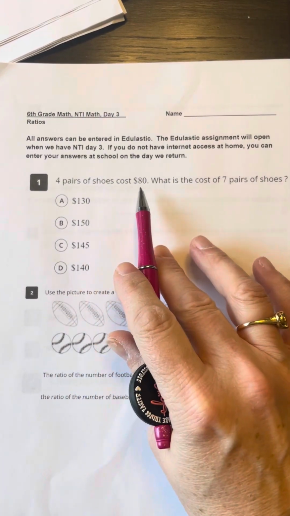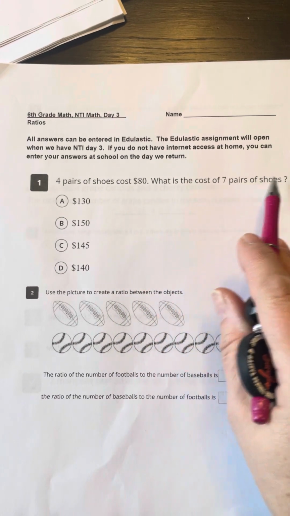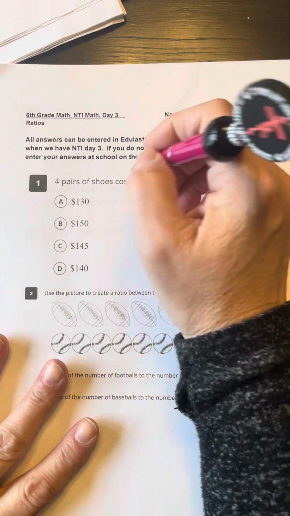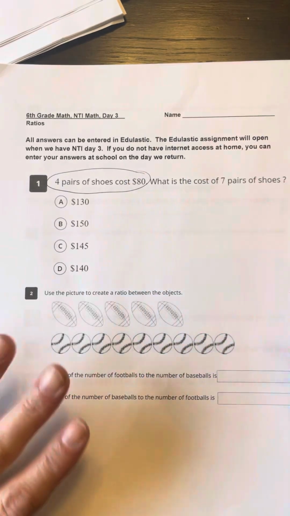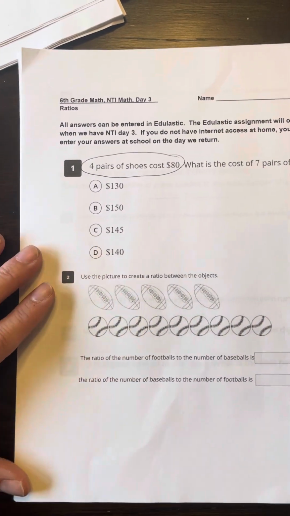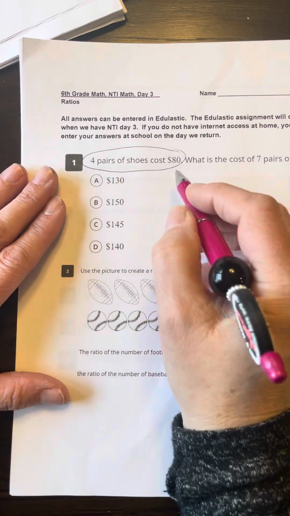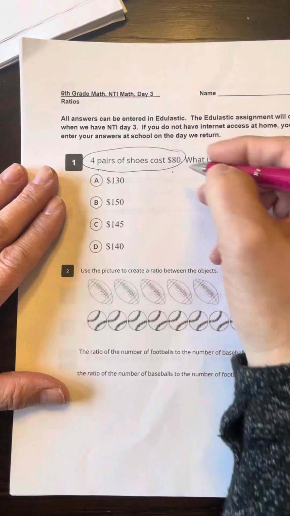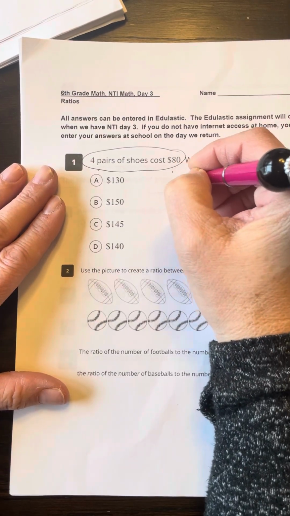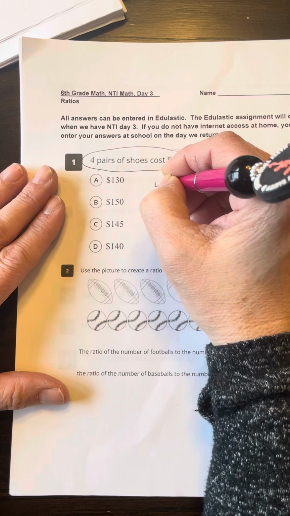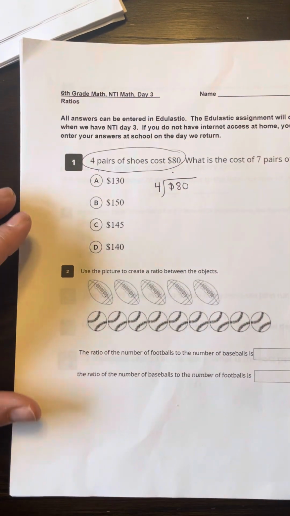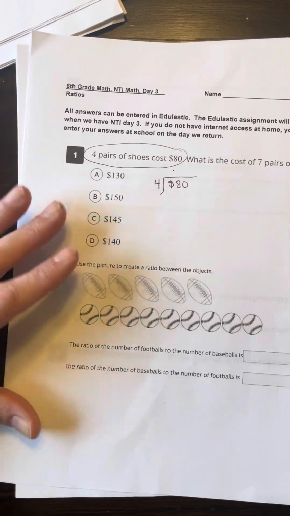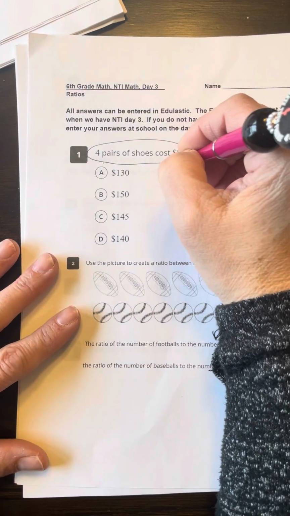Okay, today we are working on some ratios. 4 pairs of shoes cost $80. What is the cost of 7 pairs of shoes? The trick is to use this first part of information to find out the cost per pair of shoes. And remember, to find the dollars per pair, you have to divide them in that order. So $80 divided by 4 is going to give you the cost of 1 pair of shoes. And as we can see, that is $20.